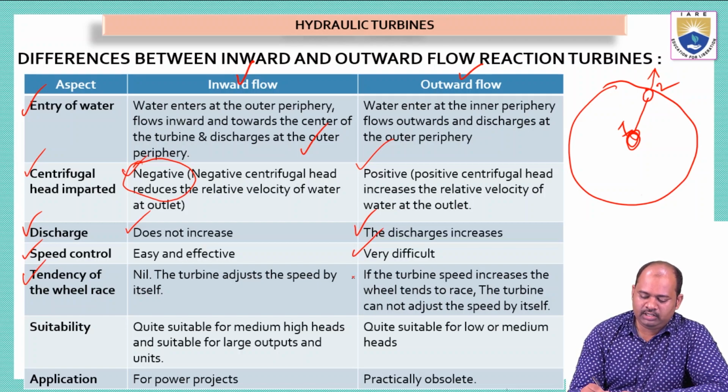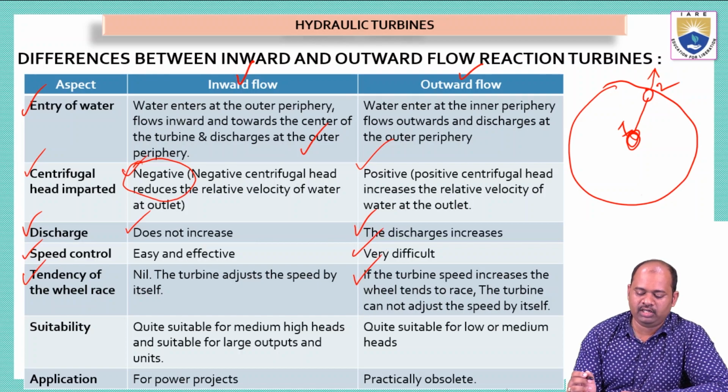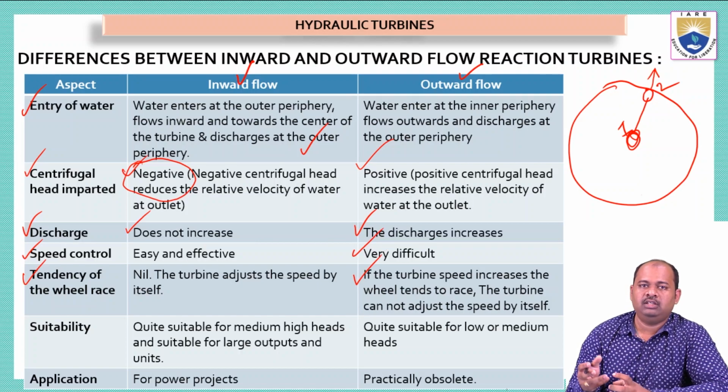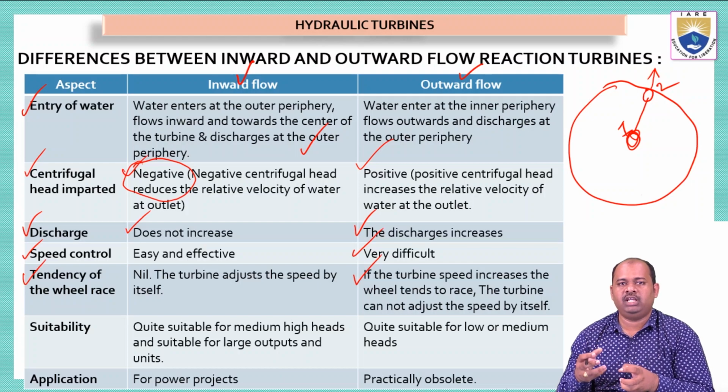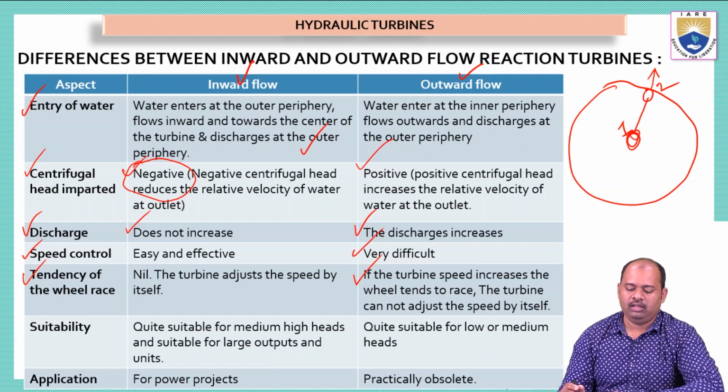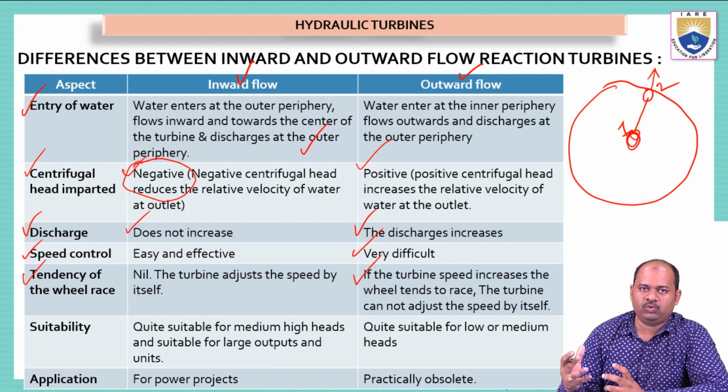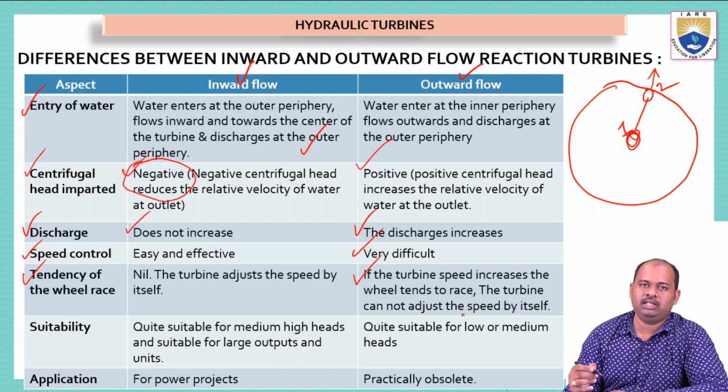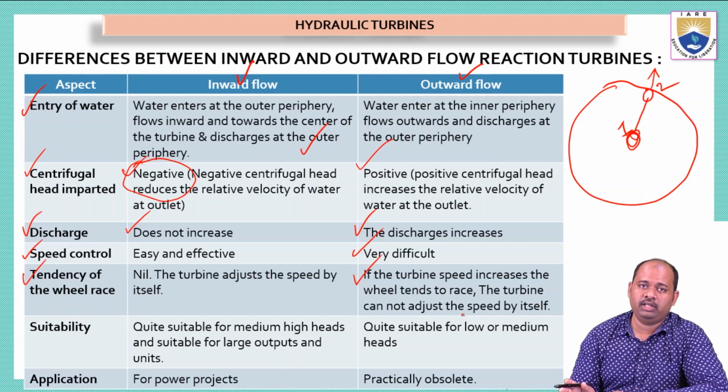Now in the outward flow reaction turbine, if the turbine speed increases, the wheel tends to race. That means the wheel will experience some wiggling motion. So it will be subjected to some kind of vibrations, because the centrifugal force acting on the water on the turbine is more when compared to inward flow. So this is the reason why outward flow reaction turbines are no longer in use.